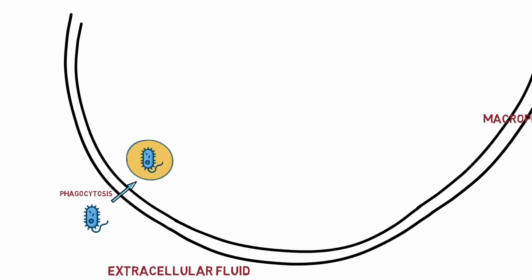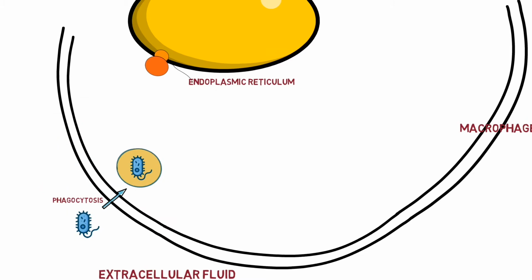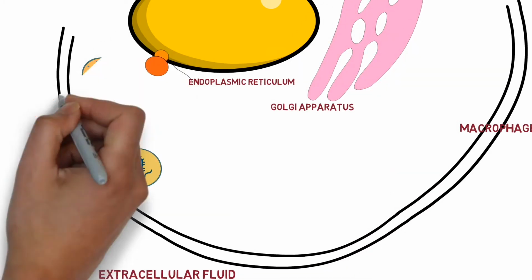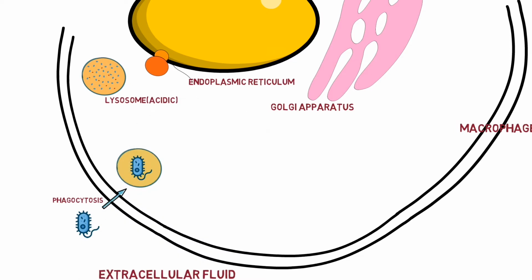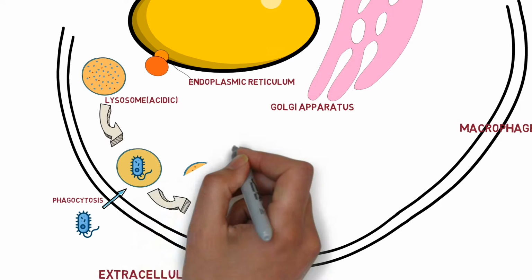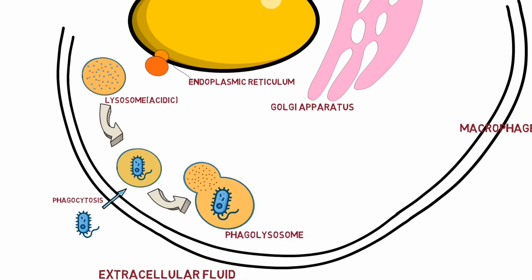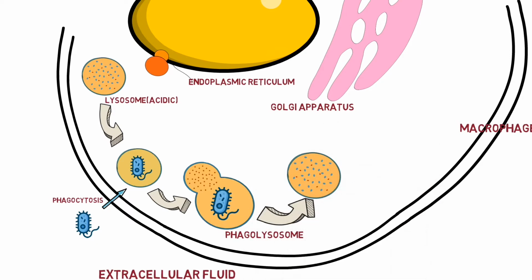In this cell, we have an endoplasmic reticulum, to be specific the rough endoplasmic reticulum with the ribosomes, where the protein packing occurs. Then we have the Golgi apparatus. Most importantly, this cell has lysosomes. The lysosome has an acidic environment. Now this lysosome fuses with the engulfed bacteria. The fused part is called the phagolysosome. Due to the acidic nature of the lysosome, the bacteria is broken down into peptides.